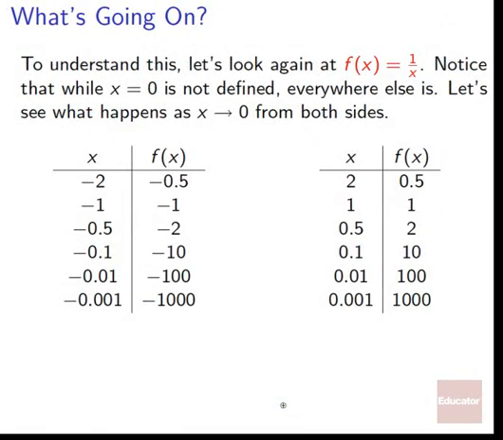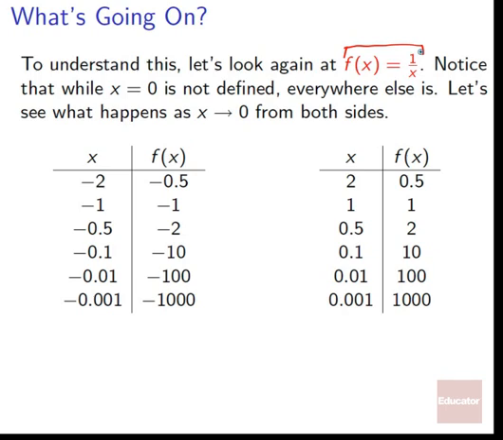To understand that, let's look once again at f of x equals 1 over x, our fundamental rational function, sort of what makes up the most basic form of it. Notice that x equals 0 is not defined, right? That would blow things up because we'd be dividing by 0. We're not allowed to do that. It just doesn't make sense. But everywhere else is going to be defined.